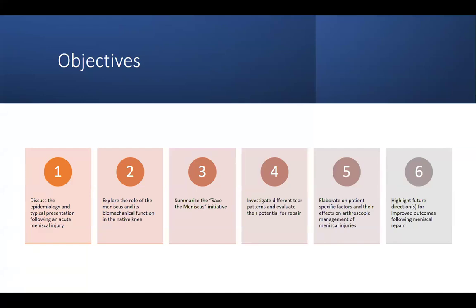Furthermore, we'll investigate different tear patterns and evaluate for their potential for repair. And then we will elaborate on certain patient-specific factors and their effects on outcomes pertaining to arthroscopic management of meniscal injuries. And last but not least, we'll highlight some of the future directions for improved outcomes following meniscal repair.